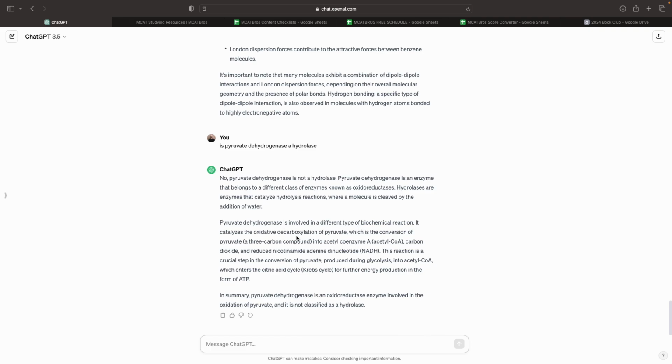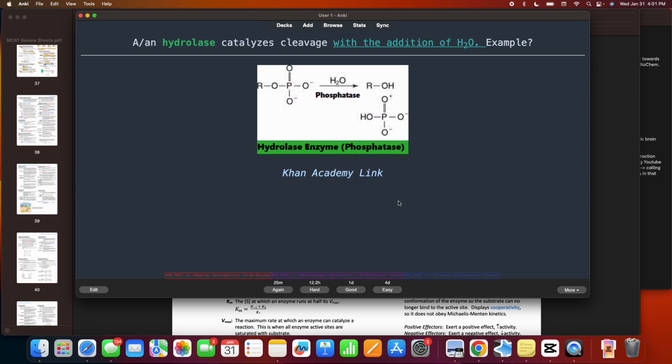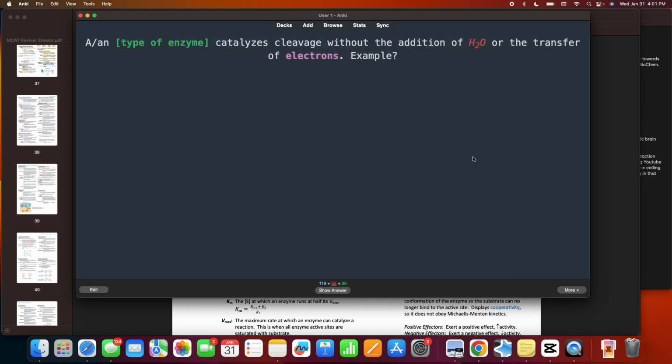It's the conversion of pyruvate, a 3-carbon compound, into acetyl coenzyme A, CO2, and reduced nicotinamide adenine dinucleotide, NADH. This reaction is a crucial step in the conversion of pyruvate, produced during glycolysis, into acetyl-CoA, which enters the citric acid cycle, Krebs cycle, for further energy production in the form of ATP. So we have to do this again because we missed the example. Phosphatase is what uses water to do that.